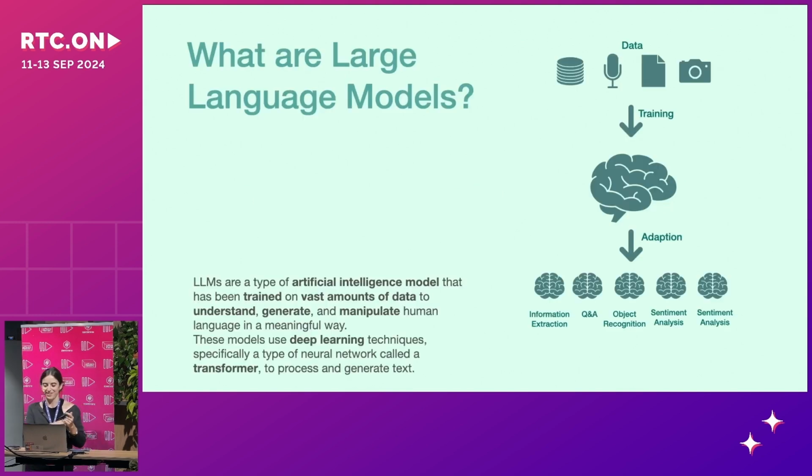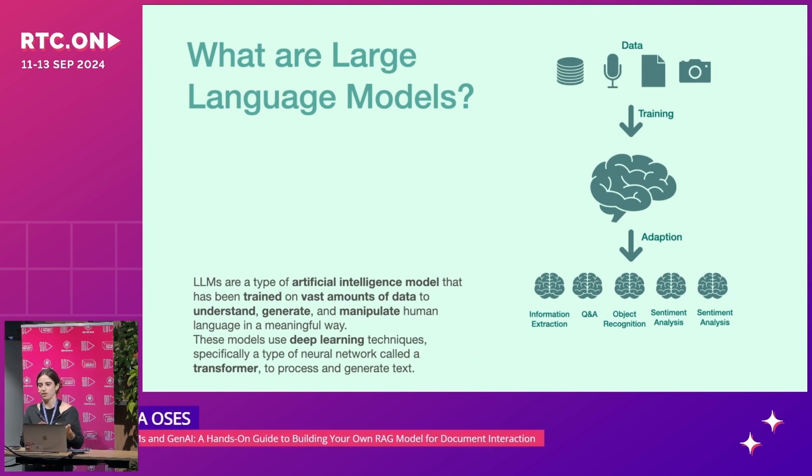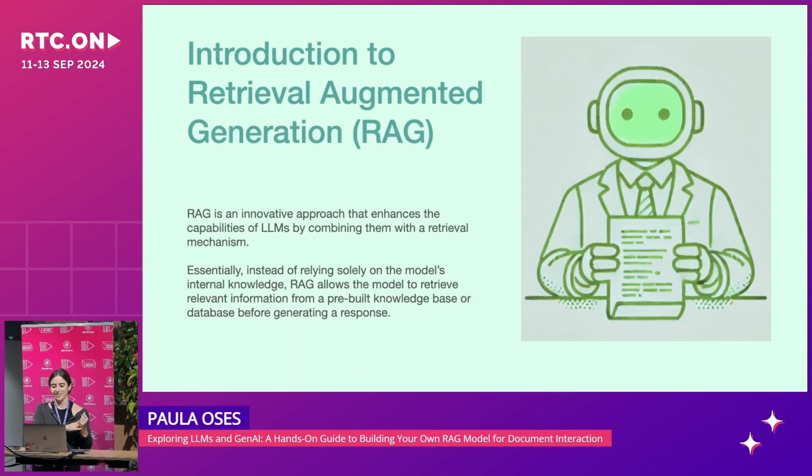So, a brief theory about large language models, which I believe all of you know more or less. Large language models are a type of artificial intelligence, deep learning models that use deep neural networks, and more precisely, a type of architecture called the transformer architecture. They are trained with vast amounts of data, and that's why they are able to understand, generate, and manipulate human language. That's why we find them so useful, and all of you have probably used ChatGPT. And then, what is RAG?